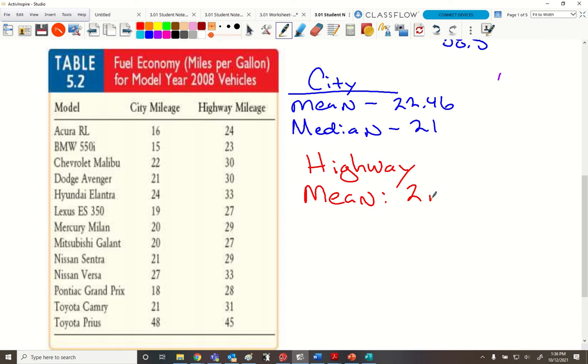Point what? 29.9. 29.9? Yeah. Okay. Very good. 29.9. You guys agree? Yeah. Okay, good. Very good. And then median. For those people that weren't here, all you have to do is scroll down. It has your list of everything there. So, what do we get for median?